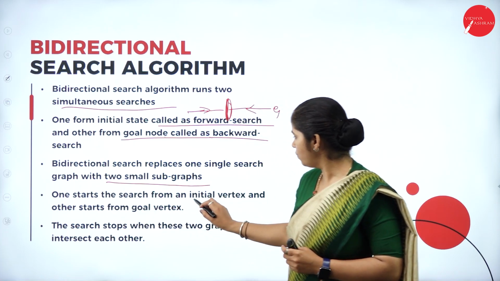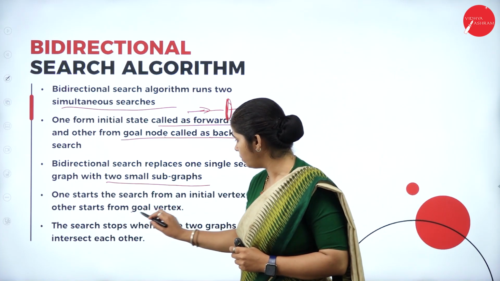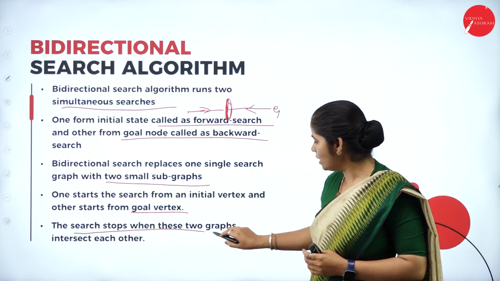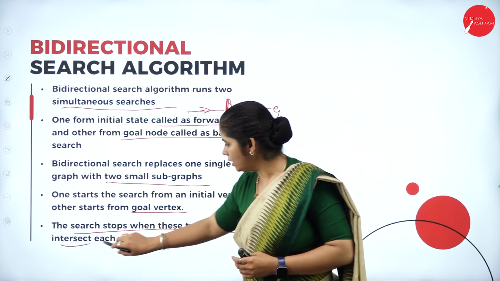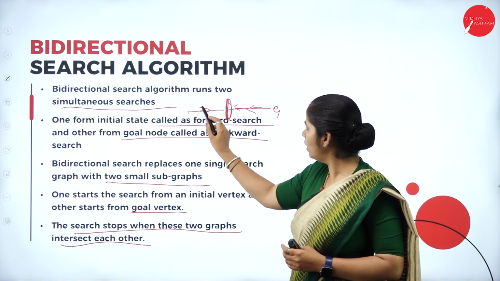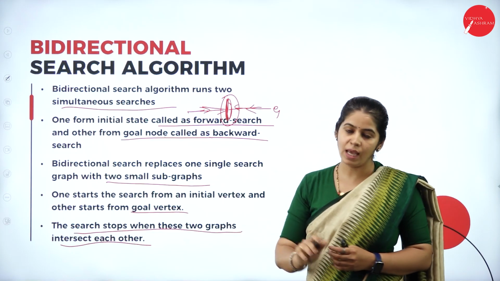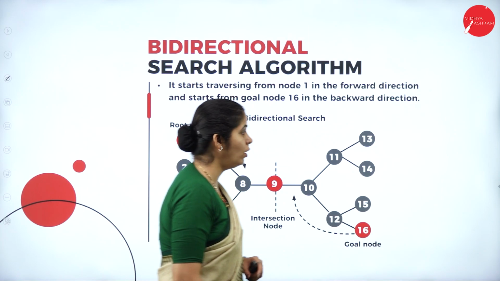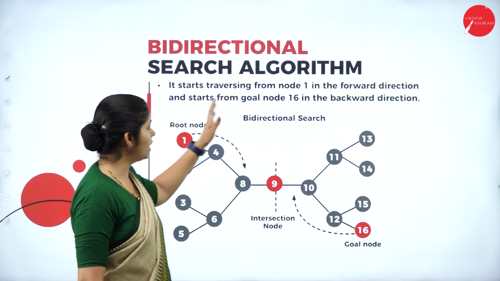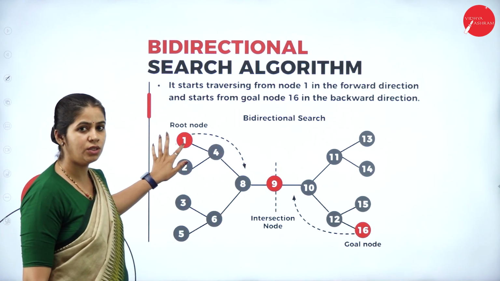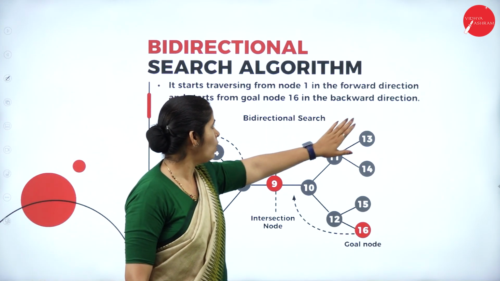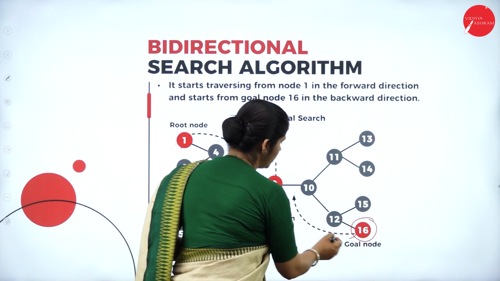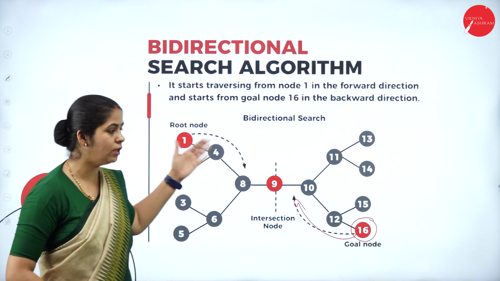One search starts from the initial vertex and the other starts from the goal vertex, as we have discussed. The search stops when these two graphs intersect each other. When the two graphs intersect at a particular point, we stop searching. Let us see an example for bidirectional search. It starts traversing from node 1 in the forward direction, and also starts traversing from the goal node, that is 16, in the backward direction.